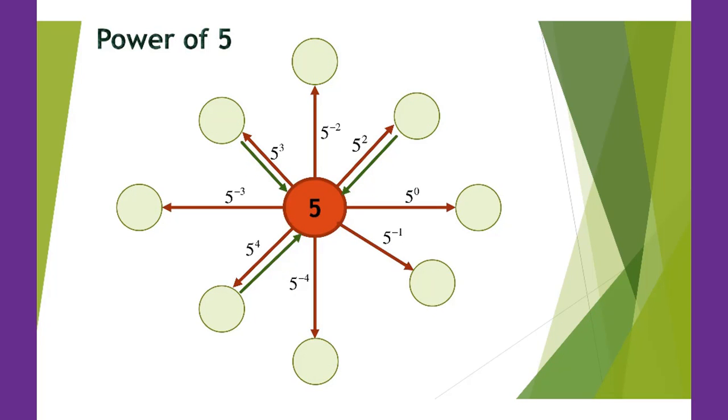For the power of 5, 5 to the 0 power is 1. 5 to the negative first power is 1 over 5. 5 squared, 25. 5 to the negative second power, 1 over 25. 5 to the third power is 125. 5 to the negative third power will be 1 over 125. 5 to the fourth power, that's 625. 5 to the negative fourth power is 1 over 625.